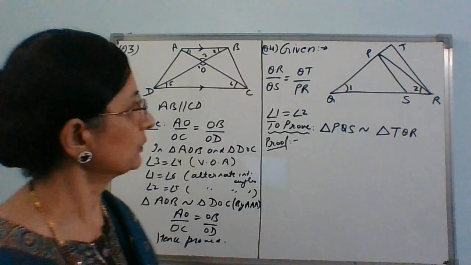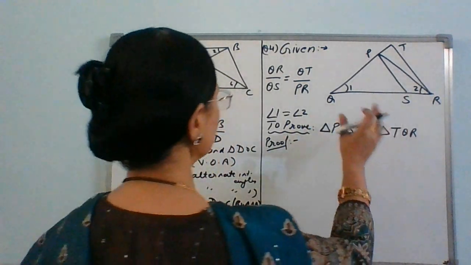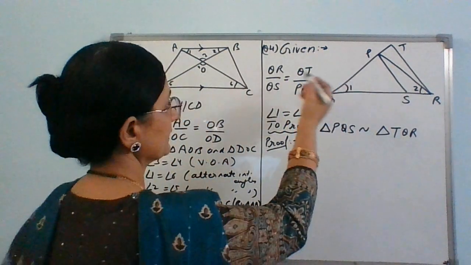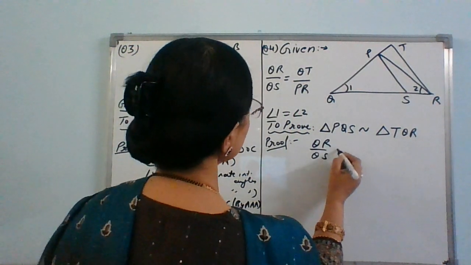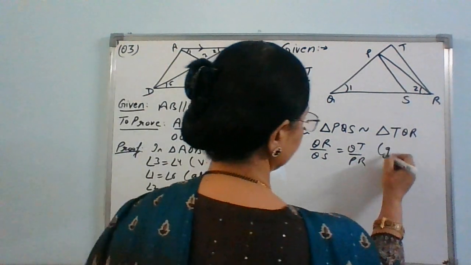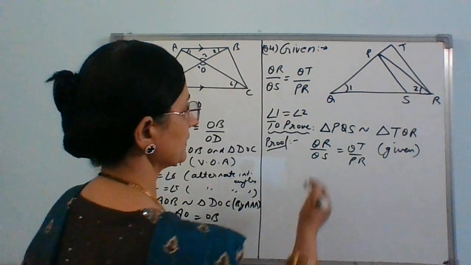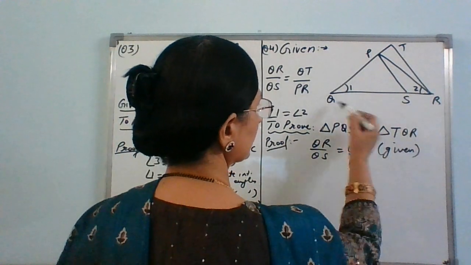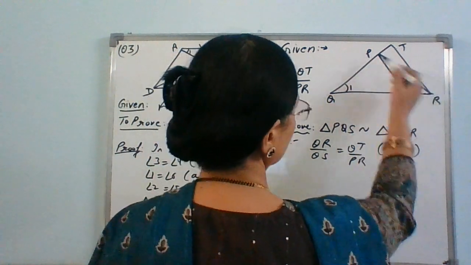Now question number 4. This type of figure we have, it's also very simple. This is a very simple question. What is given? The ratio is given equal, right? Let us start with this ratio. QR upon QS is equal to QT upon PR, right? Given. Since it is given, let us use this ratio. Here it's QR, here it's QS, and here it's QT and here it's PR.